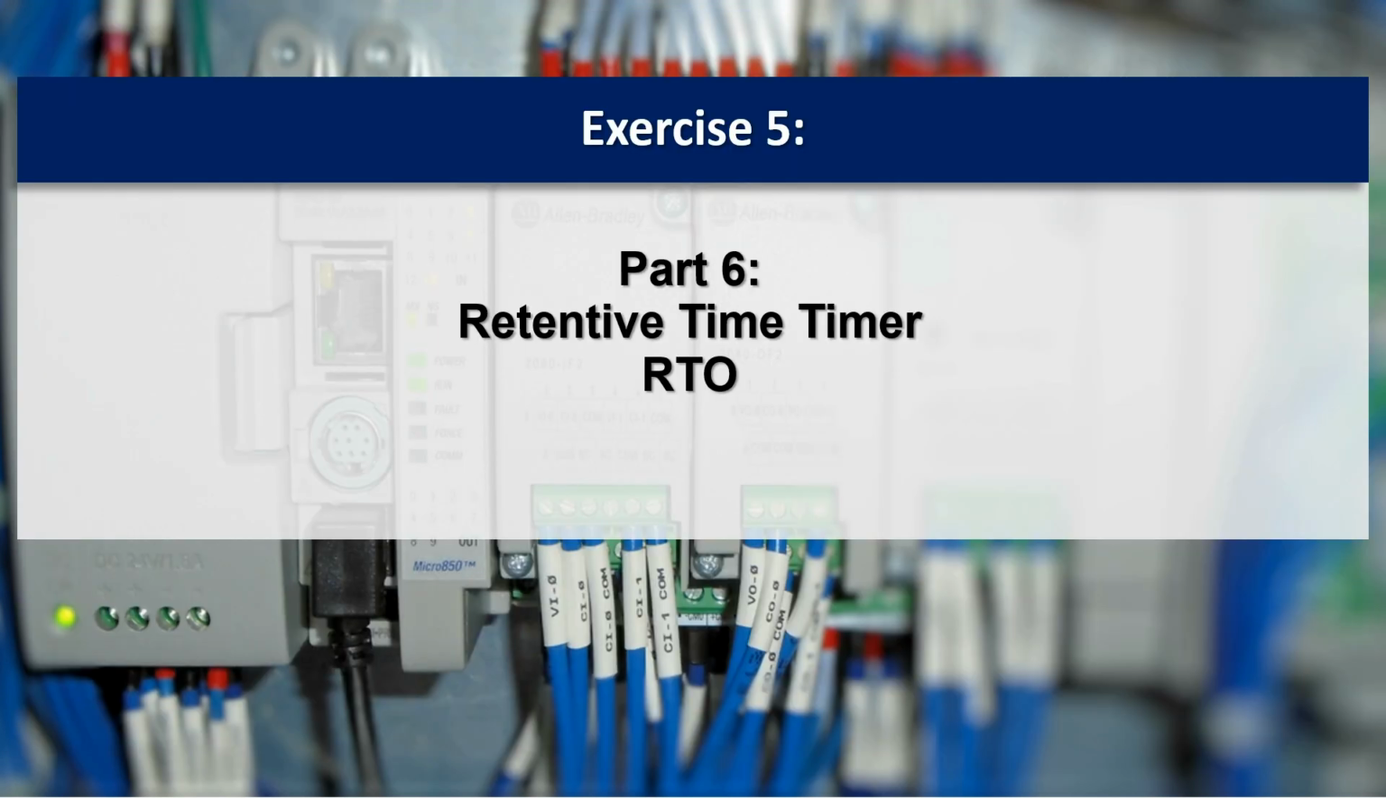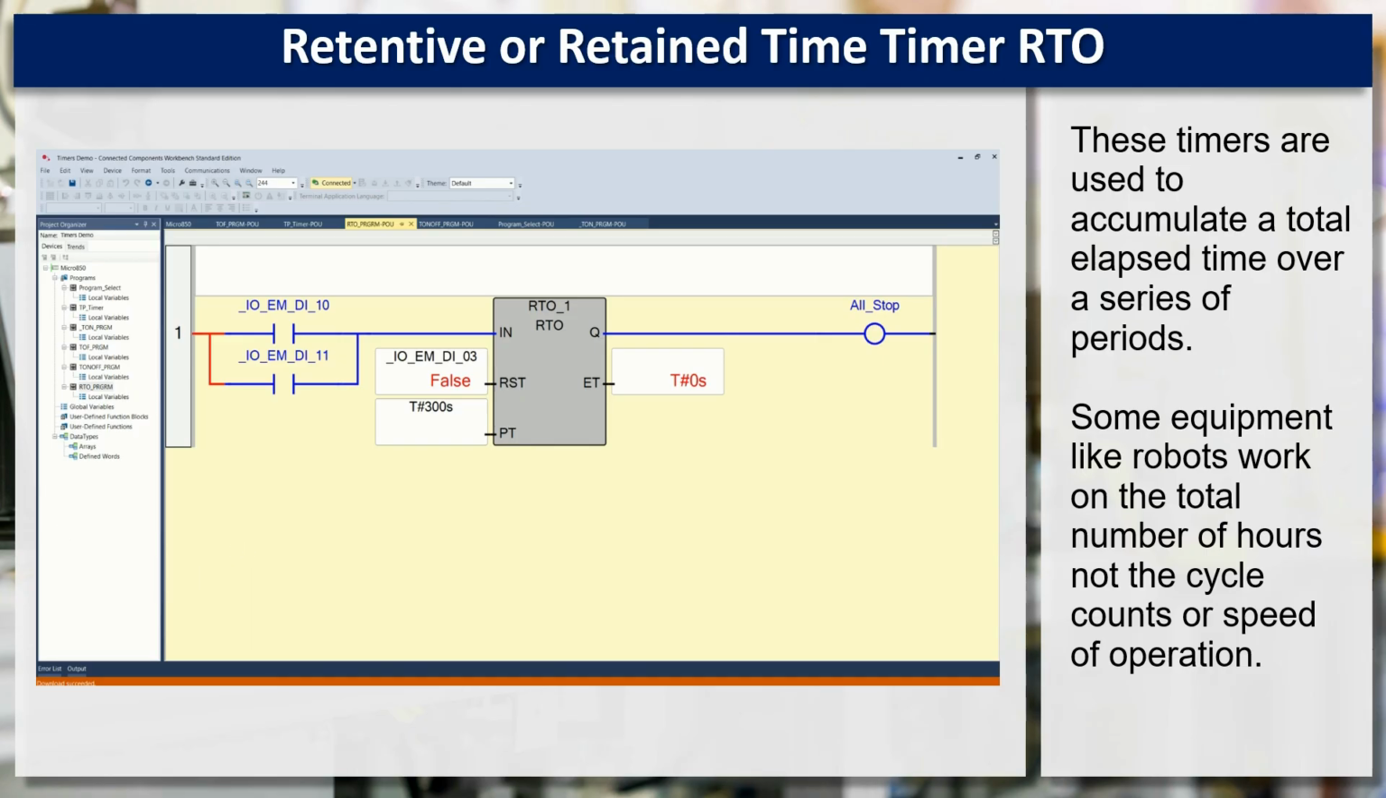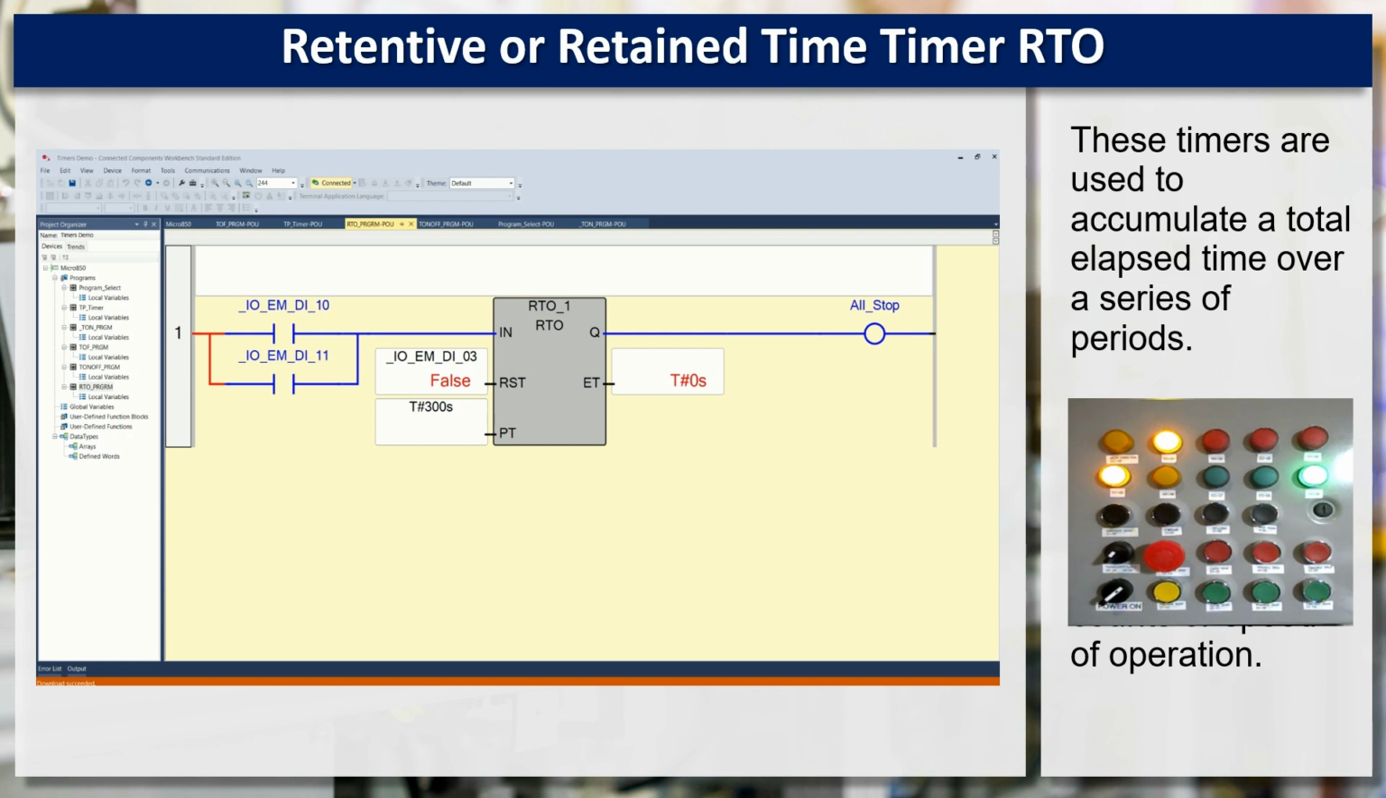This is part 6 of our exercise 5 on timers, and it is a retentive time timer. All right, our last timer to look at is our retentive on timer. So a retentive on timer, its job is to keep track of a total amount of time.